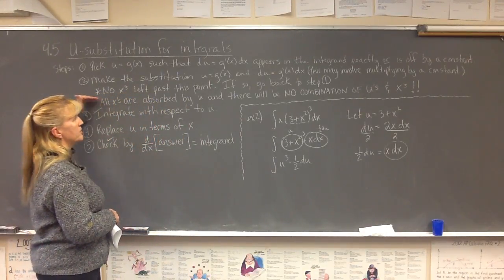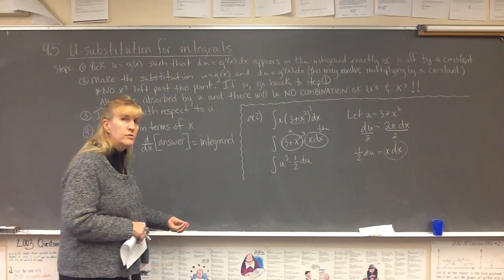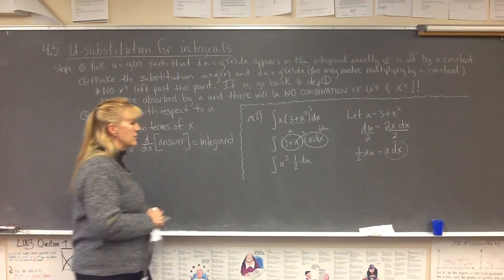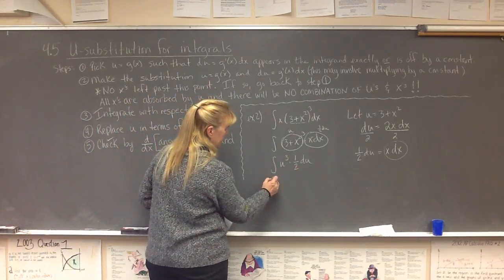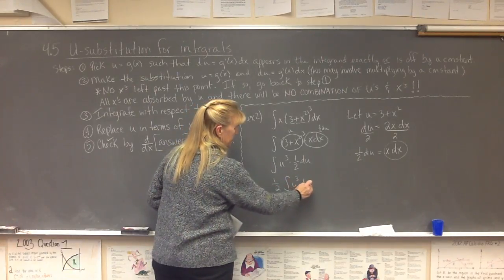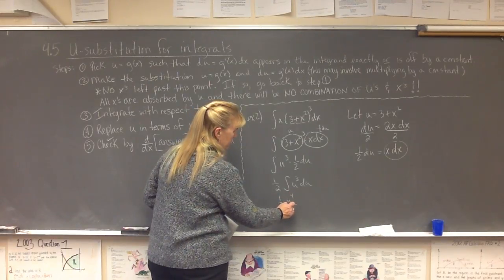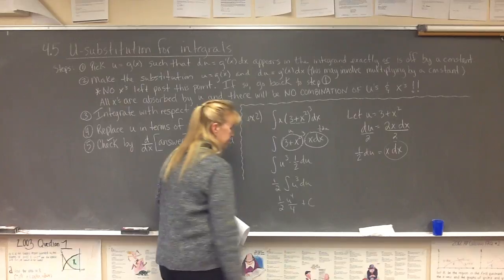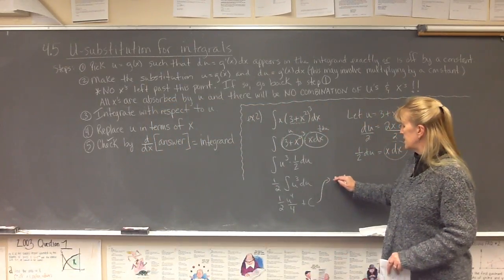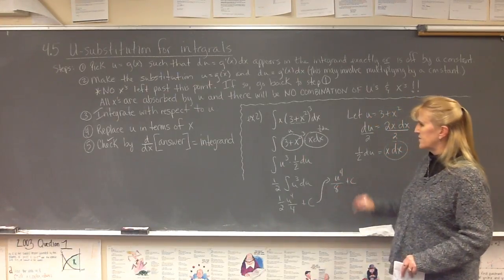All x's are absorbed. There are no x's at this point. Everything here is in terms of u. So I'm good now to integrate with respect to u. So I'm going to take this 1/2 to the outside of my integral, and I'm going to integrate u cubed with respect to u. So that's 1/2 u to the 4th over 4 plus my constant. So I can put that together a little bit, and just call it u to the 4th over 2 times 4, giving me 8, plus c.